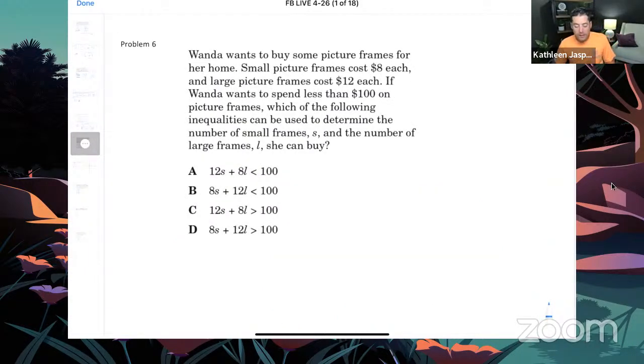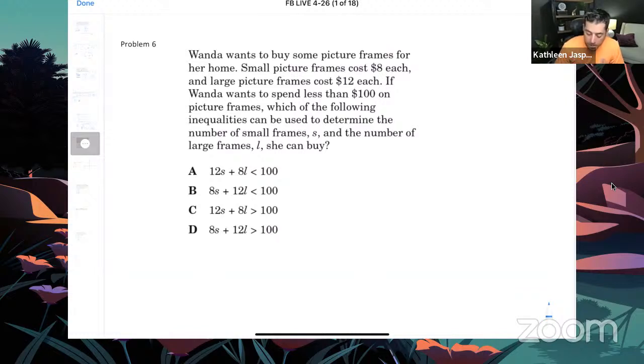So you'll see a lot of these, and it's just to have an understanding of using your inequalities, and they'll give you the whole scenario, and then they'll give you an inequality. They won't say, but these are easy. Just break them down as you read them, and you'll be just fine. It says Wanda wants to buy some picture frames for her home. Small picture frames cost $8 each, and large picture frames cost $12 each. If Wanda wants to spend less than $100 on picture frames, which of the following inequalities can be used to determine the number of small frames and large frames she can buy?